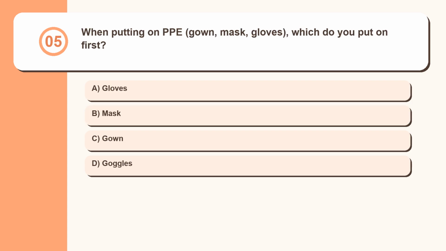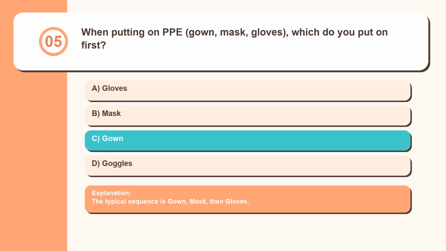Question 5. When putting on PPE, gown, mask, gloves, which do you put on first? Gloves, mask, gown, goggles. The typical sequence is gown, mask, then gloves.